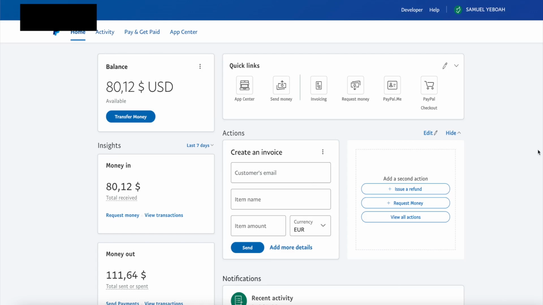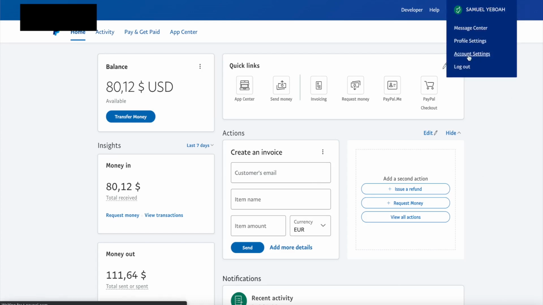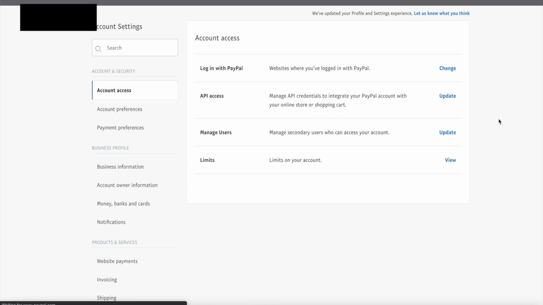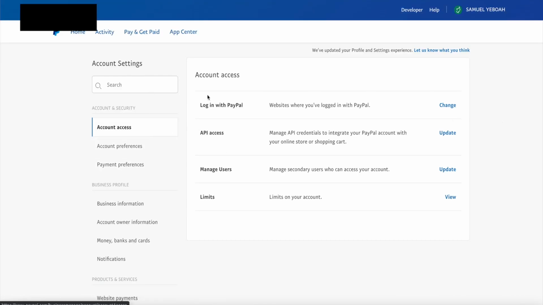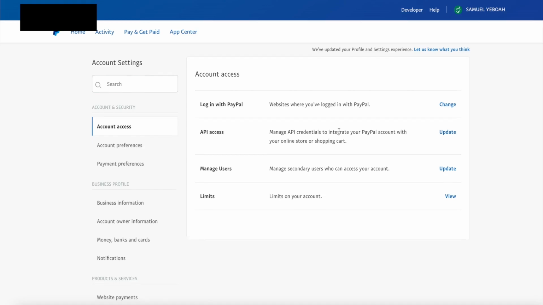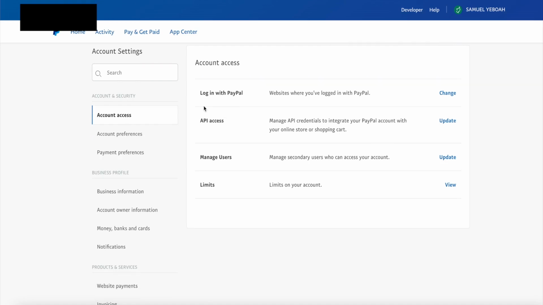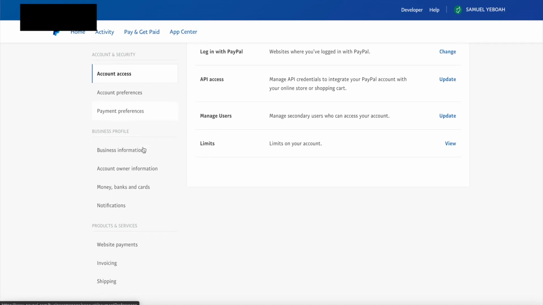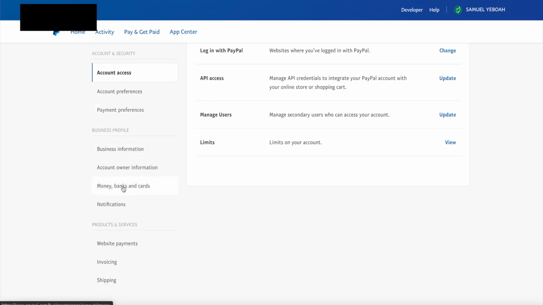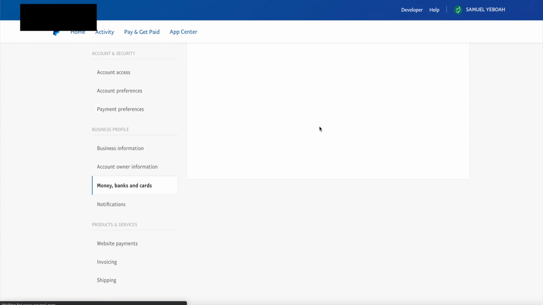Go to your profile, then account settings. On the next page you will see API access. That is where you set up a payment gateway for your website so that you can receive PayPal payments, and it covers money banks and cards.